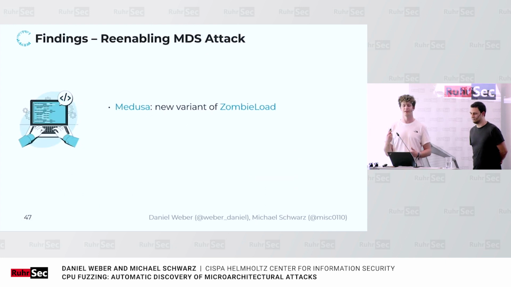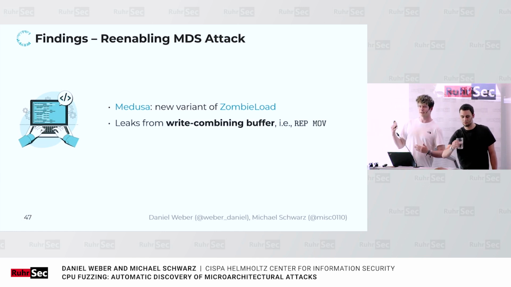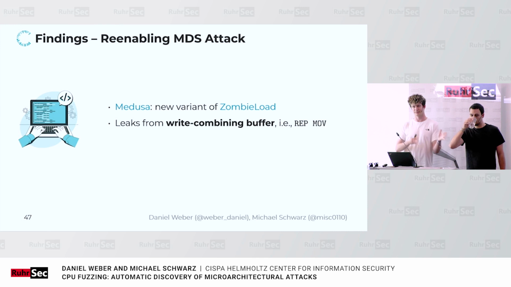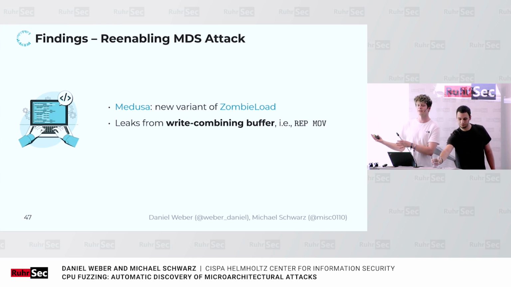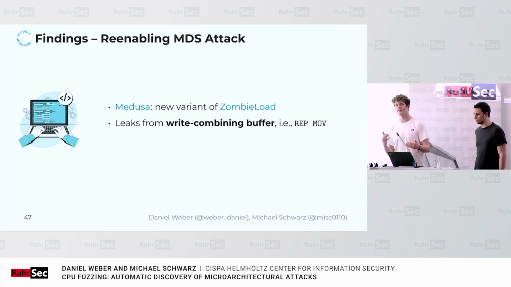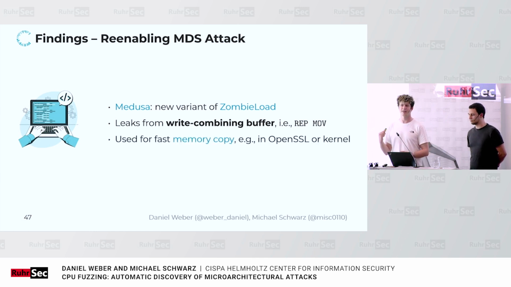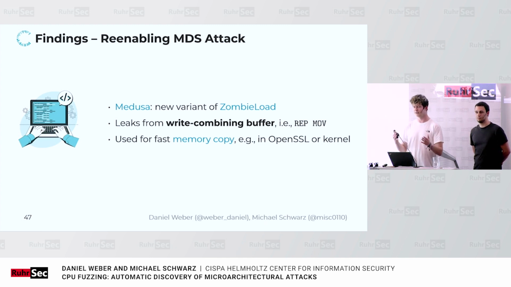So that's cool. And if we take a closer look into that, well, the new attack was a variant of the so-called ZombieLoad attack. And what happened there? Well, ZombieLoad leaks from some component called the line fill buffer. In this case, we had data leakage from the write combining buffer. Okay, that's some technical terms. What does it even mean? Well, this buffer is used for very fast memory copies, as they're used in OpenSSL or the Linux kernel.